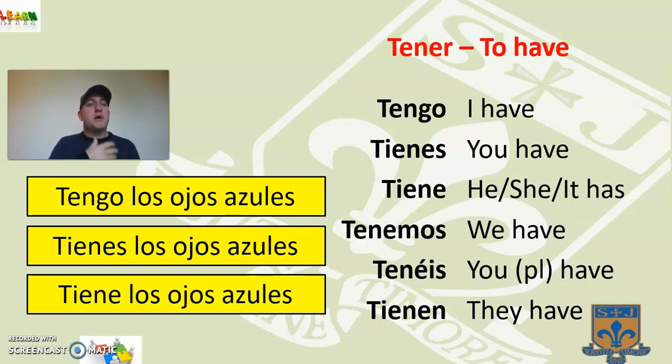So if you said, mi hermano tiene los ojos azules, my brother has blue eyes. Mi hermana, mi hermanastra. What's the difference between hermana and hermanastra? Sister and stepsister. Okay? Perfecto. So if you haven't already paused it, get this written down.